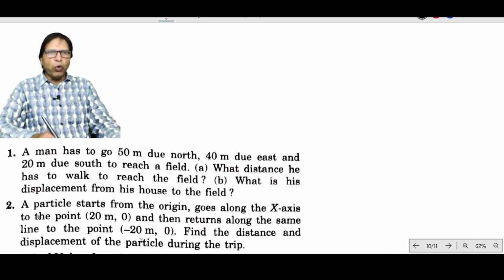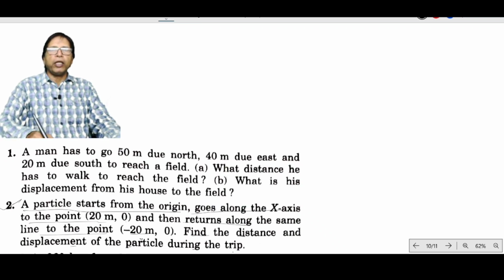Okay. Now look at question number 2. A particle starts from origin, goes along the x-axis to the point 20, 0. Then returns along the same line to the point minus 20, 0. Find the distance and displacement of the particle during the trip.